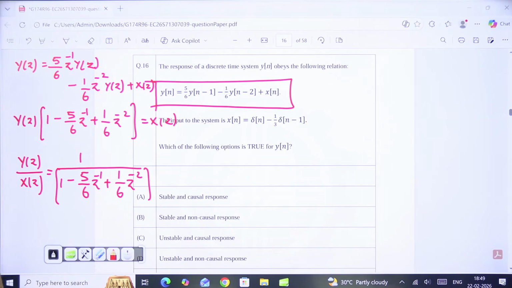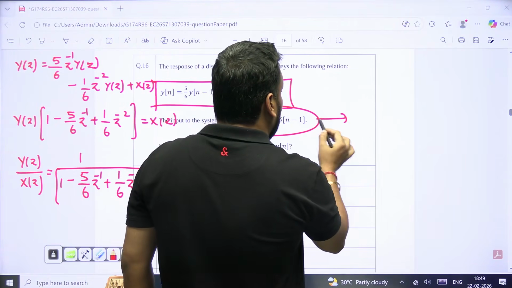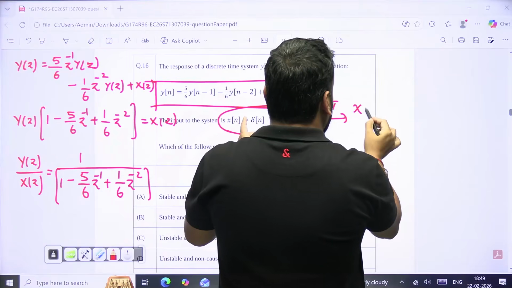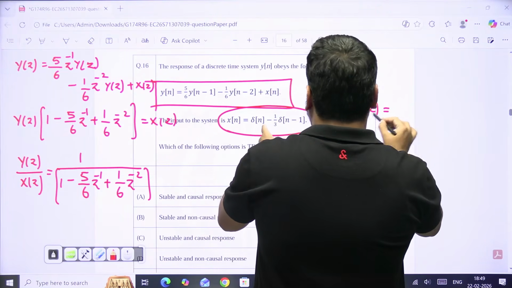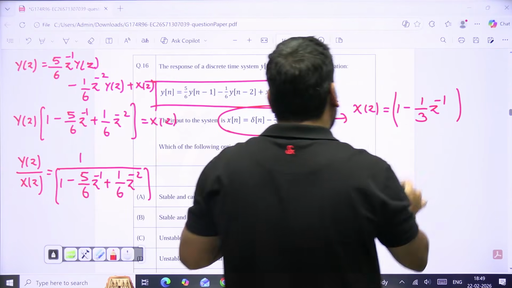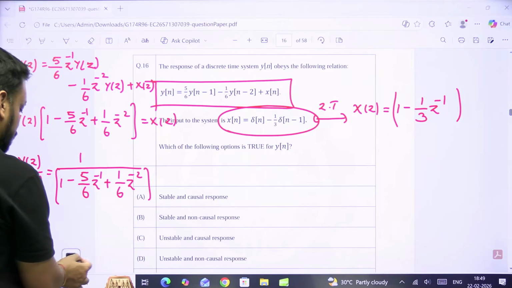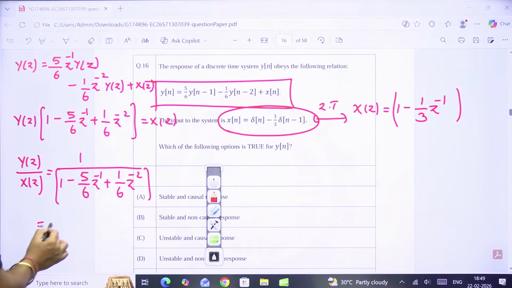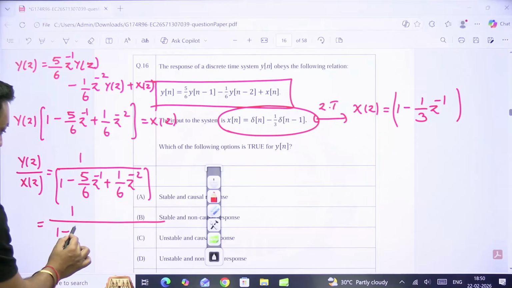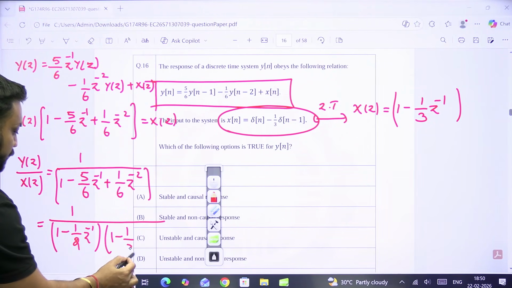Now students, there is no need to send Z minus 2 up by taking it common, because X of n was also given. Tell me, if I take the Z transform of x of n, what will you get? You will get X(Z) equal to 1 upon 1 minus 1/3 Z inverse. Now when you do the partition of this, we split it into parts, and you get 1 minus half Z inverse and 1 minus 1/3 Z inverse. Should we write like this?